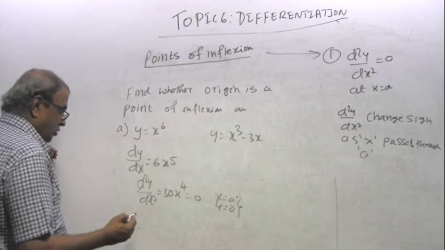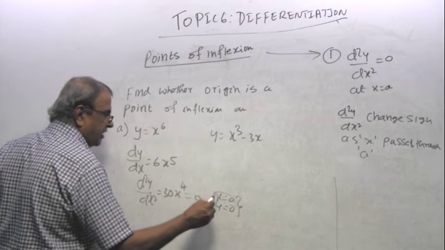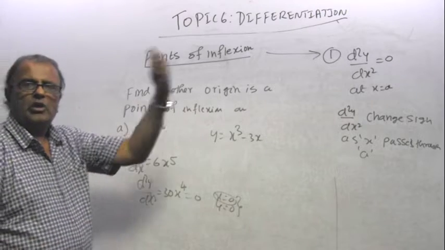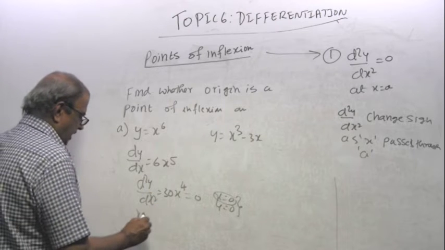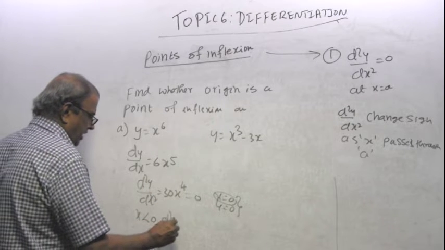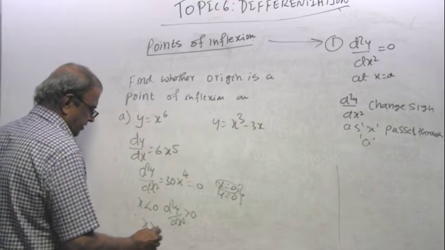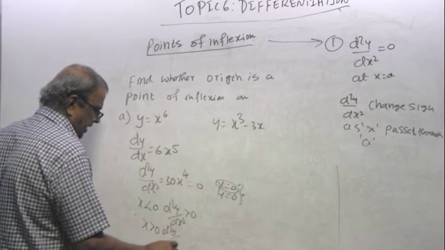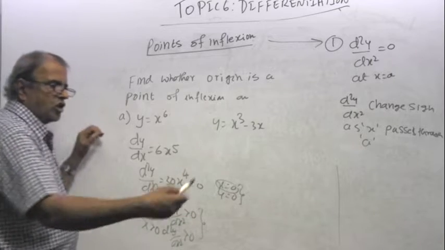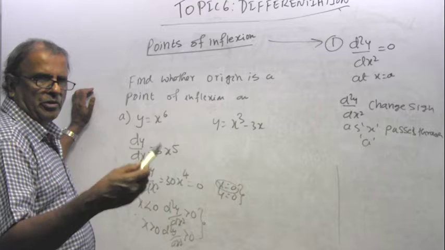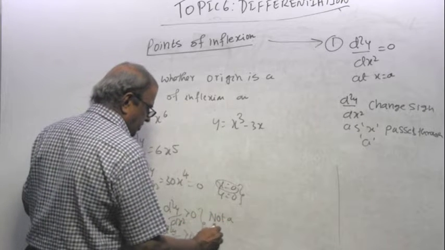To do this, you take a value less than 0, say minus 0.1. What is the sign of d squared y by dx squared? For x less than 0, d squared y by dx squared is positive. For x greater than 0, d squared y by dx squared is still positive. That means there is no change in the sign of d squared y by dx squared, so it's not a point of inflection.